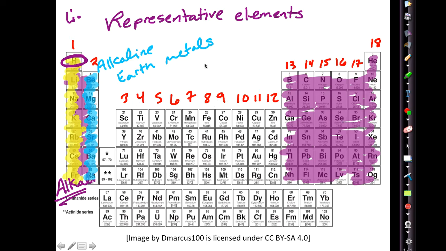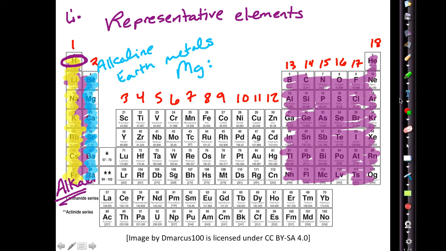The alkaline earth metals, if we look at one like magnesium, they all have 2 valence electrons. They're still pretty reactive, but they're less reactive than the alkali metals. It's harder to lose 2 electrons than it is just to lose 1. They still do tend to form positive ions. Positive 2 would be the charge on the alkaline earth metals when they form ions, but they're not as reactive as the alkali metals.